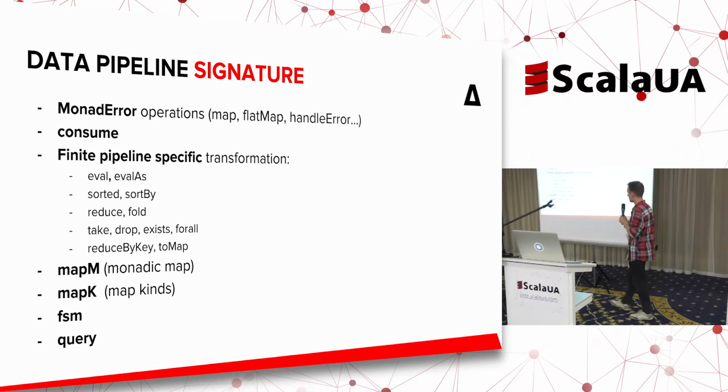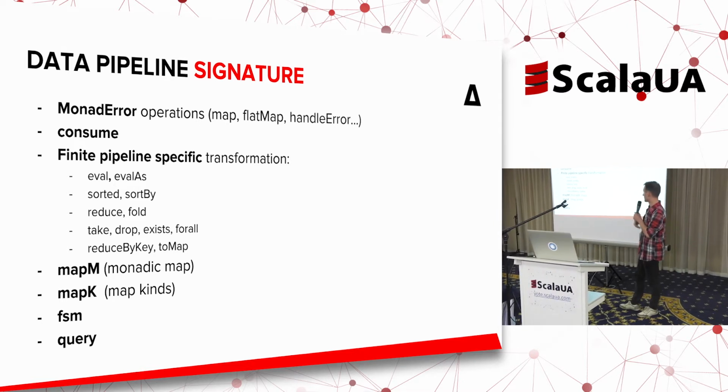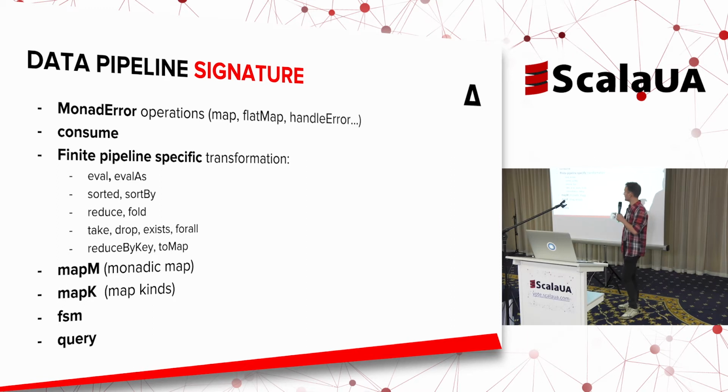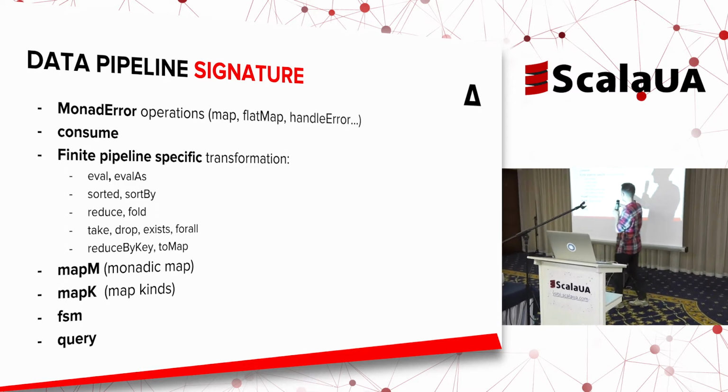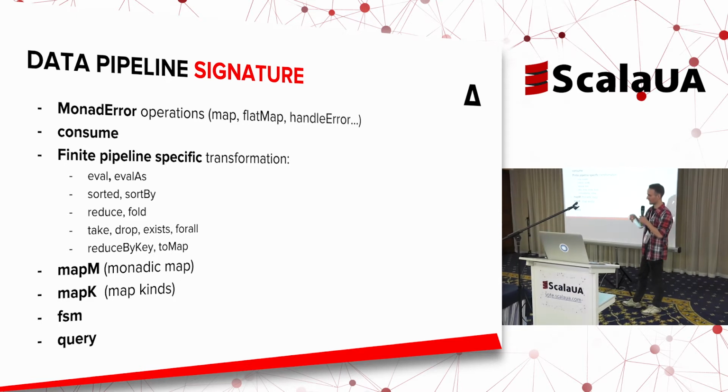What API does the data pipeline provide? Actually, a data pipeline is a monad error, so it has map, flatMap, and handleError. It has a function consume. It's similar to onComplete of Future. It takes a function from either an exception or your data and returns a unit. So if your pipeline is finite, it will return a single instance of unit wrapped into your monad, for instance, Try or Future. Or if it is infinite, it will block or will return, for instance, a Future that will be completed when the pipeline completes.